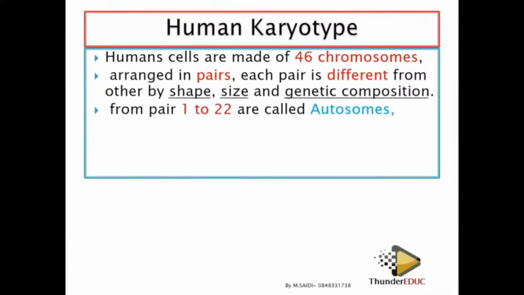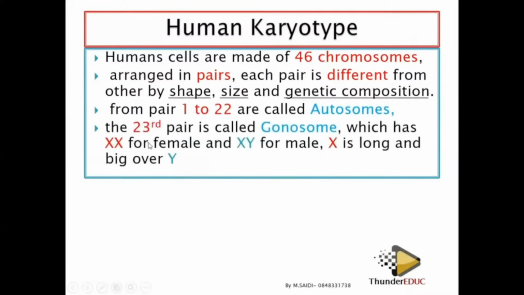From pair number 1 to pair number 22 are called autosomes. The 23rd pair is called the gonosomes, which has XX for female and XY for male. You have to know this: X is longer and bigger than Y. Question, why is X longer and bigger? Bright doctor will answer that. But for the purpose of this, X carries more genes compared to Y.